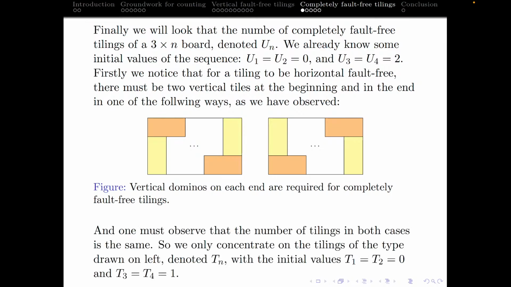So we'll be looking at only the sequence Tn, which is half of un. Tn counts the number of tilings of this form, which have the vertical domino at the bottom left. So we start dealing with the sequence Tn from now on. T1 equals T2 equals 0 because of this, and T3 and T4 are both equal to 1. From here we start out, and it is not very difficult, as I said, because we have already done most of the work.